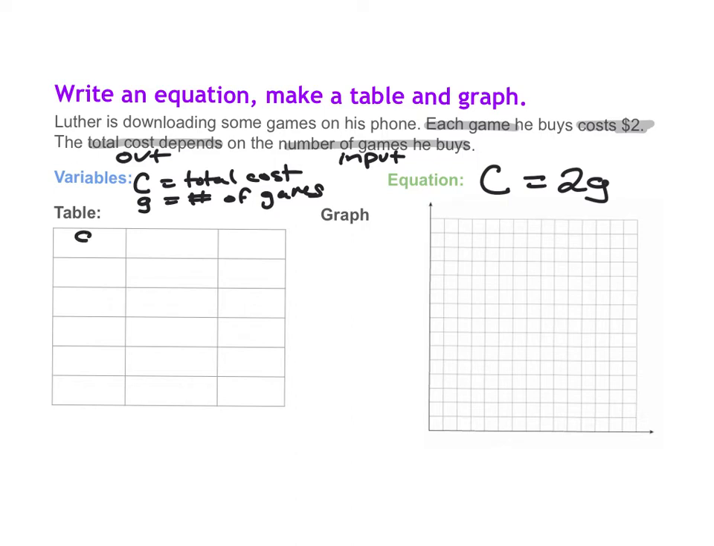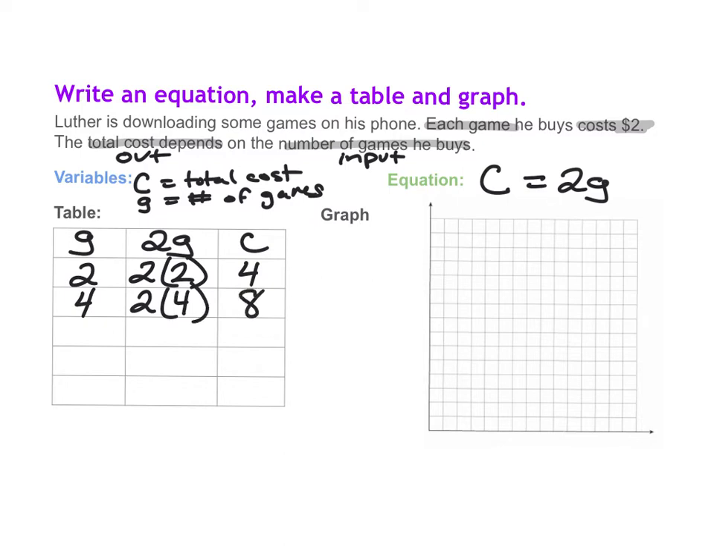We know that he's buying games, G, and that each game costs $2 each. It's a multiplicative relationship, and that'll give us our total cost, C. So for simplicity's sake, we'll go by intervals of 2 again. So say he wants to buy 2 games. That's going to be $2 for each game. So 2 times 2, he'll spend $4. If he's going to buy 4 games, that's $2 for each game. 2 times 4, he'll spend $8.